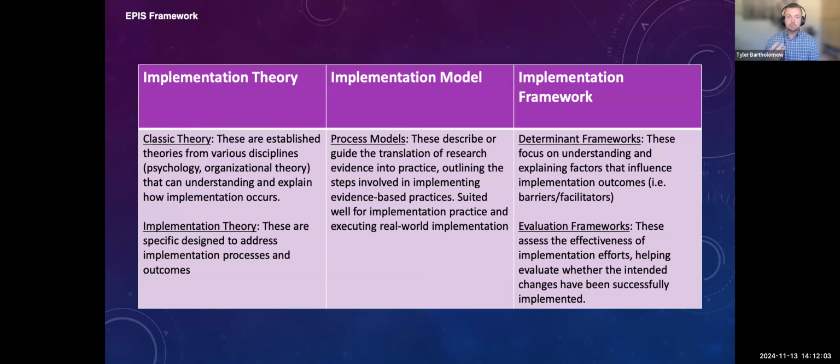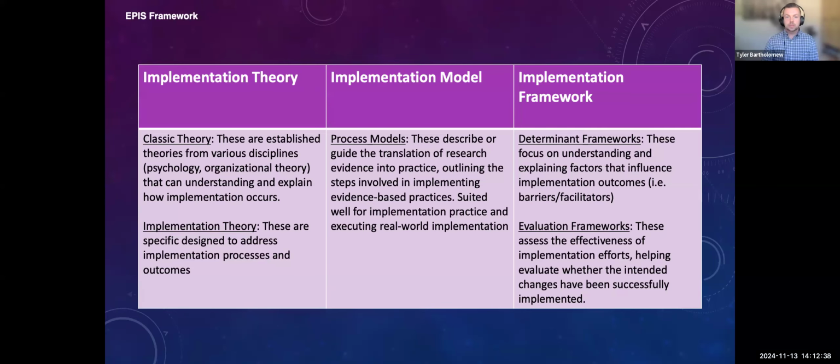Now, an implementation model, what we think of as a process model, these describe or guide the translation of research evidence into practice, outlining the specific steps involved in implementing an evidence-based practice or an EBI. And these are suited well for implementation practice, so people actually doing implementation on the ground. It sometimes sits outside of the research landscape. So you have implementation science, you have implementation practice, and you have implementation research. And so this is really well designed for implementation practice and executing real-world implementation.